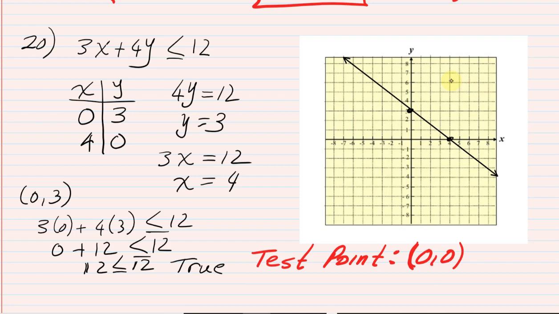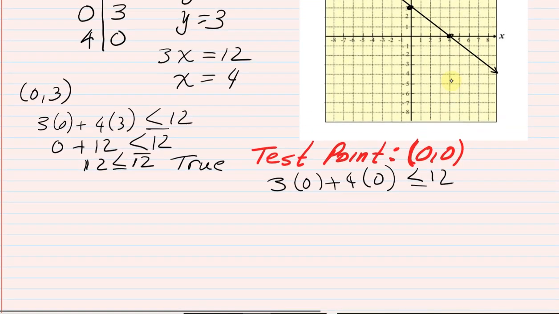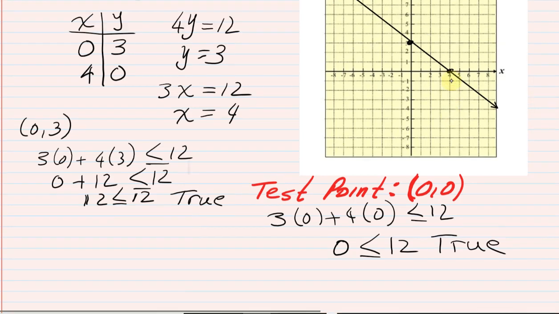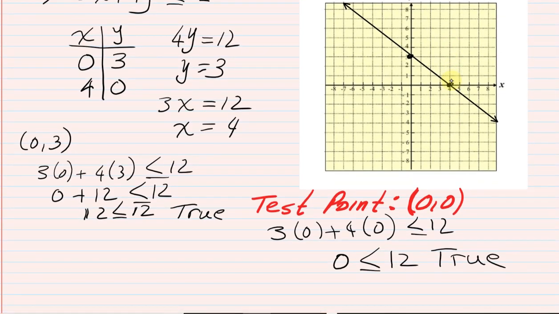Okay, so here's 0, 0. Let's plug it into the inequality. That means 3 times 0 plus 4 times 0, is that less than or equal to 12? And this time we get 0 less than or equal to 12. This is true. Again, if this is true, that means below the line, right in here, we have a true statement. So that means I need to shade below the line, because our test point gave me a true.